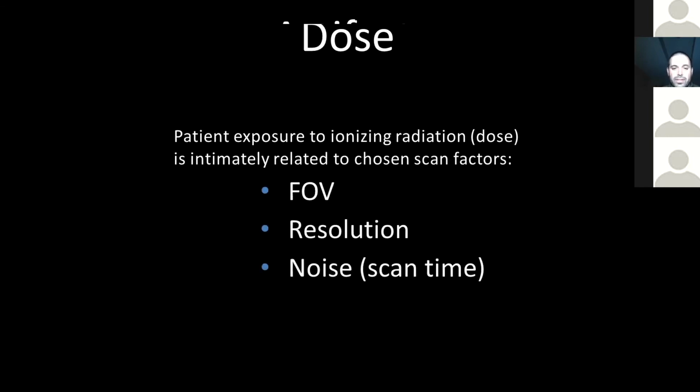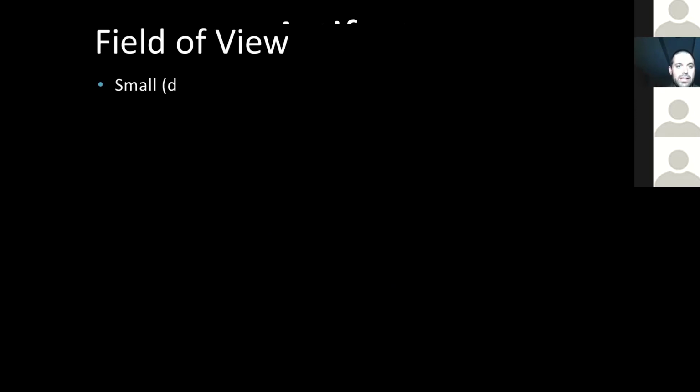So the first argument I'm going to walk you through is that the dose we impart to the patient with a cone beam CT scan, or any X-ray based imaging for that matter, is based on three chosen scan factors: field of view, how much tissue we're scanning, resolution, and then something called noise, which is largely driven by scan time. If you go from a 5-second all the way up to a 30-second scan, that's what I mean by scan time. So let's take each one of these in turn.